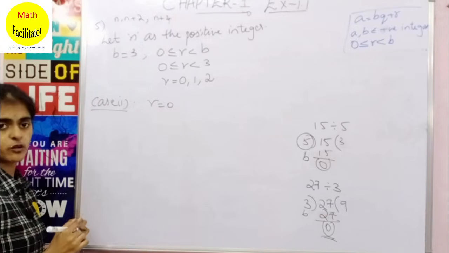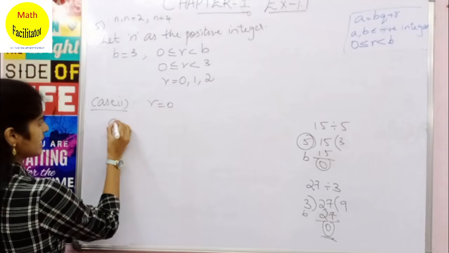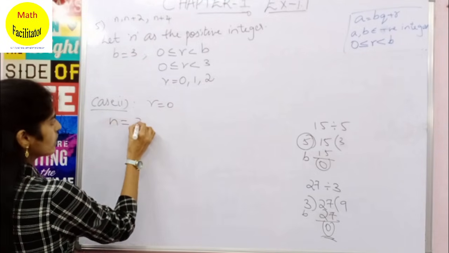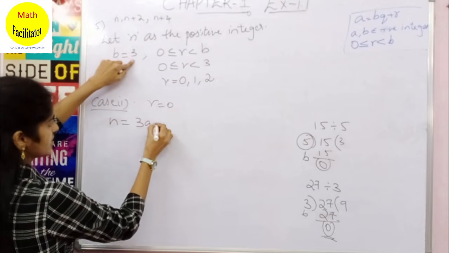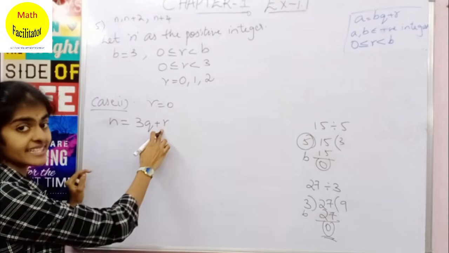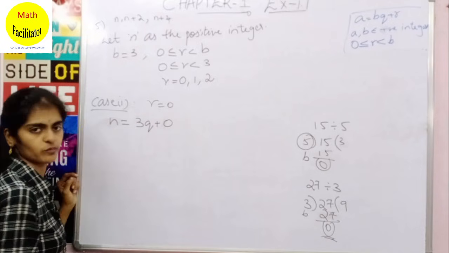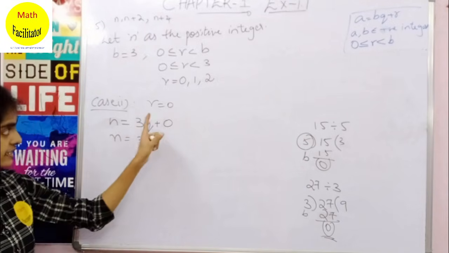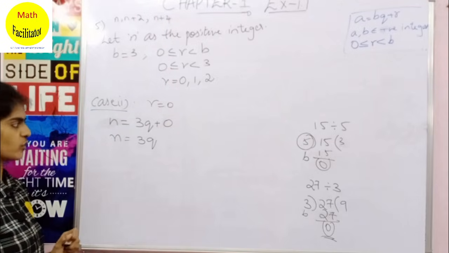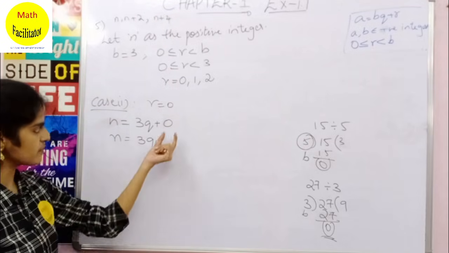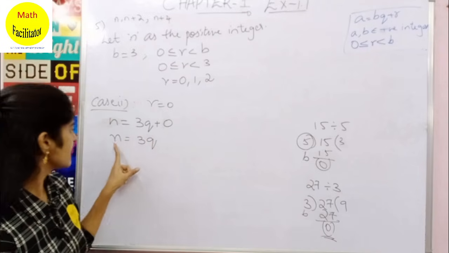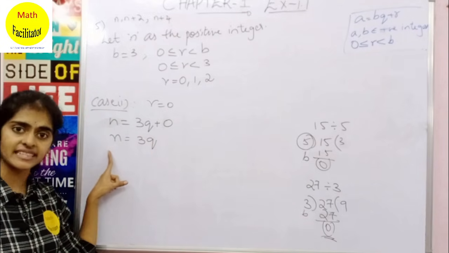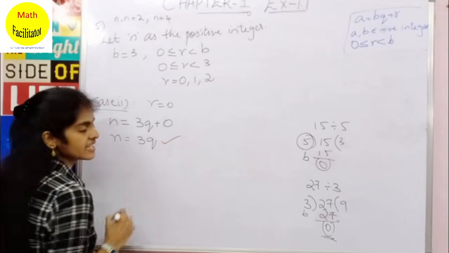Firstly, let us take r equal to 0. What happens to Euclid's division lemma? Here you have taken n, so n is equal to b q plus r. b is 3 and r is 0, so n equals 3q plus 0. So n equal to 3q when you take r equal to 0. The remainder is 0, that means this number is divisible by 3.